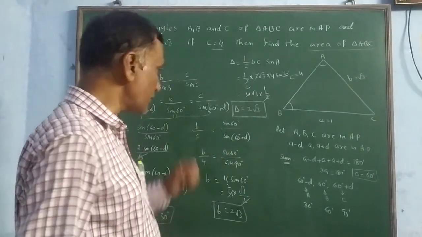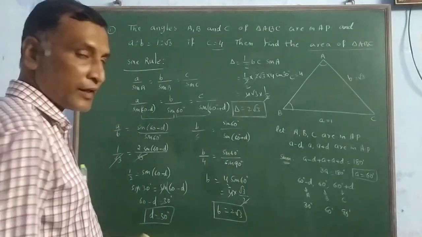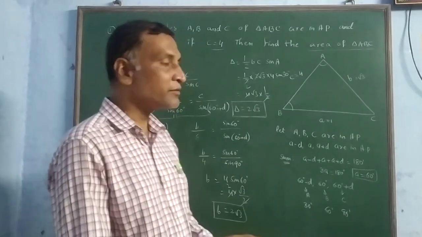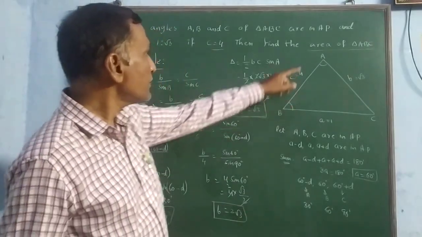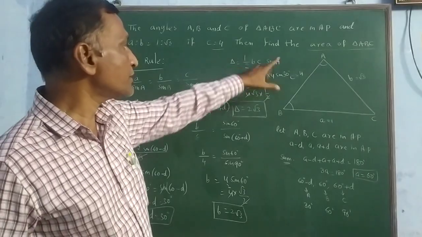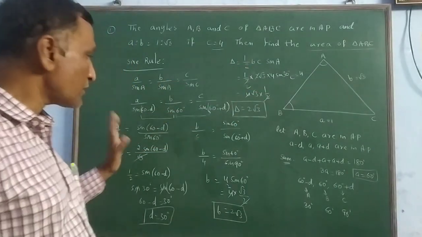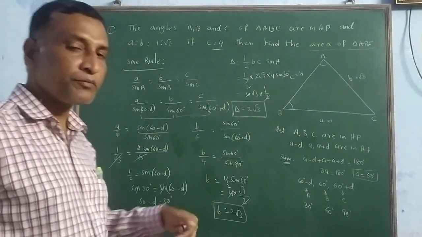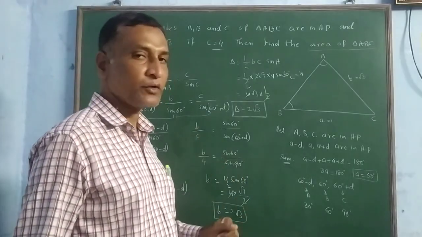Very clear? Understood this question? First of all, we have to find out the angle. Then, for the area of the triangle ABC, use the formula half of BC sin A. This is your concept. I hope you can understand this problem.